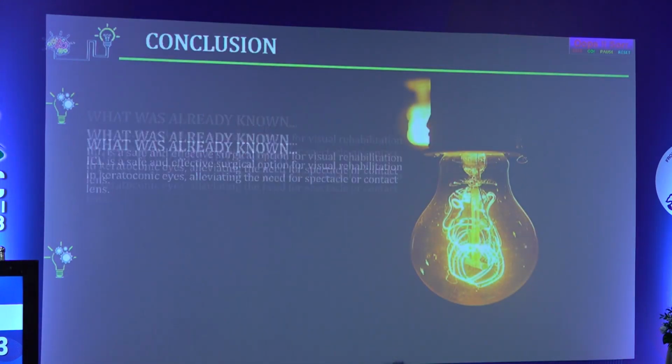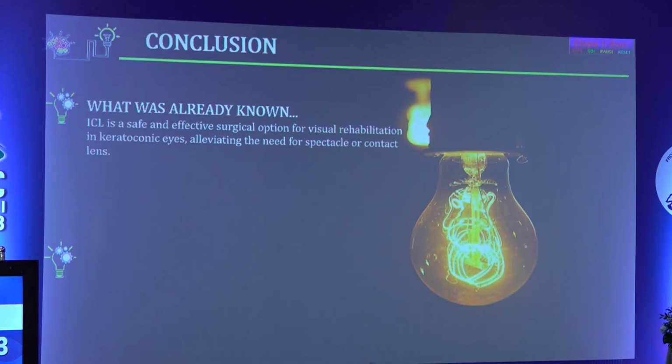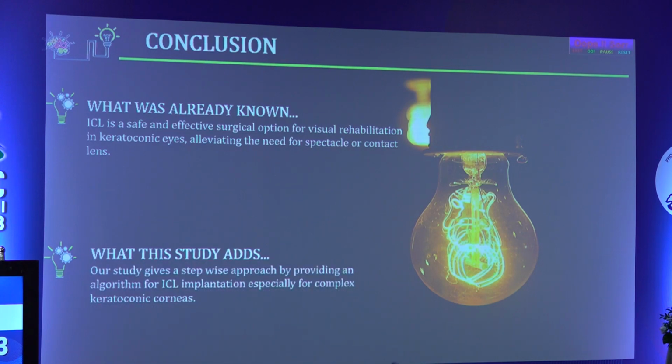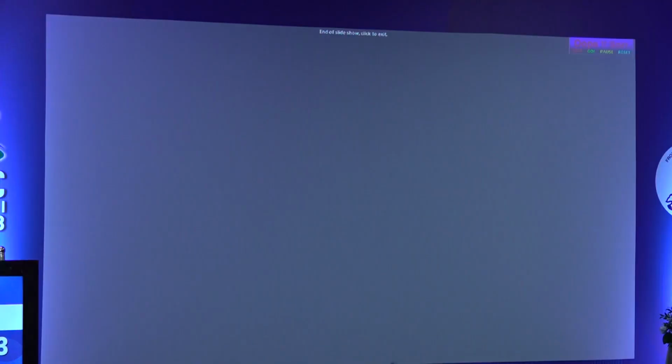So, to conclude, what was already known was that ICL is a safe and effective surgical option for visual rehabilitation in KC eyes, alleviating the need for spectacle or contact lens. What our study adds is a stepwise approach, providing an algorithm for ICL implantation, especially for the complex keratoconic eyes. Thank you.